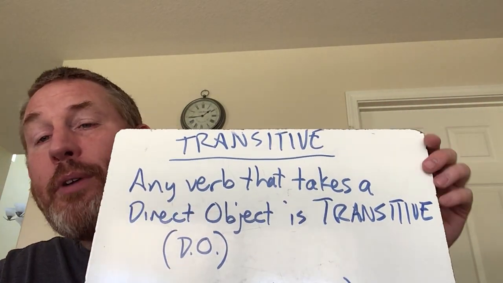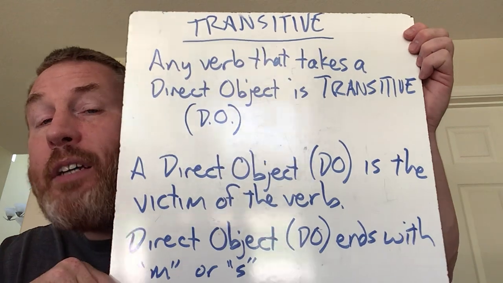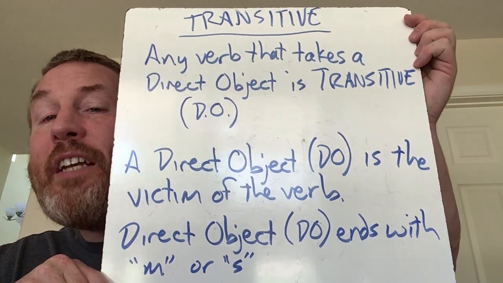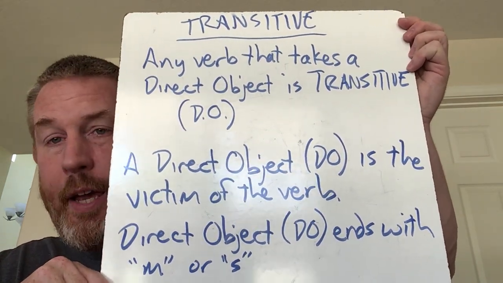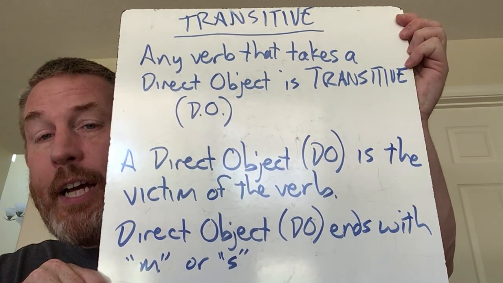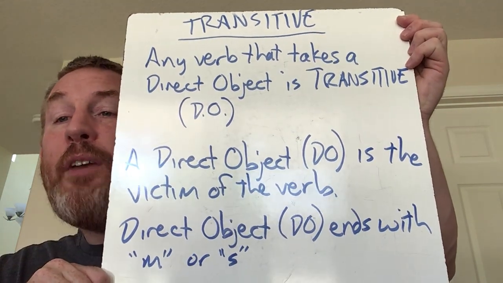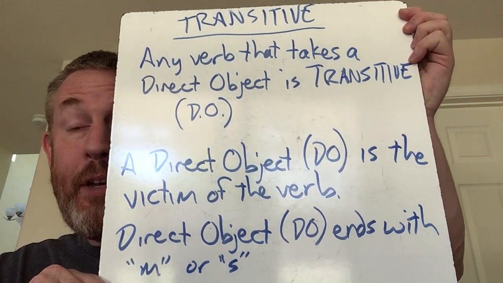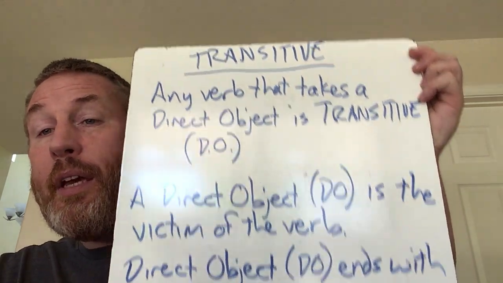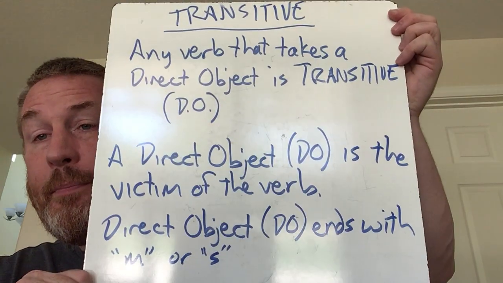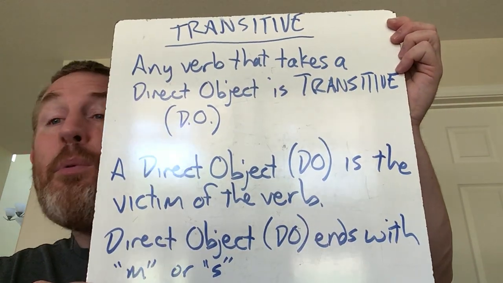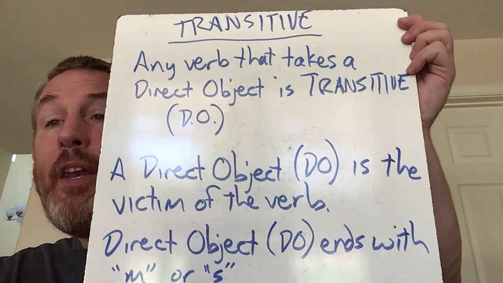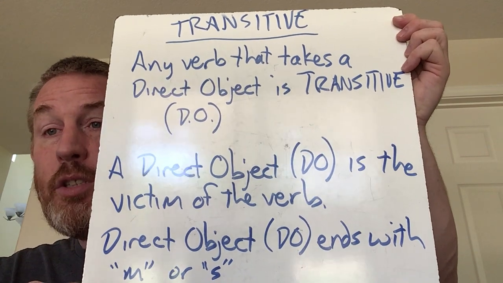Now, you might not know what a direct object is. A direct object, DO, is the victim of the verb, okay? A direct object will always end with an M or an S in Latin, and that will help you figure out and identify it. But more importantly, it's the victim of the verb. So my rule is always, if you can do it to a nun or a puppy, it's a transitive verb.